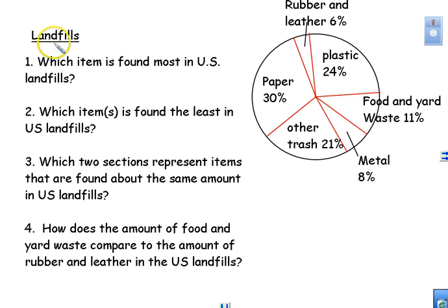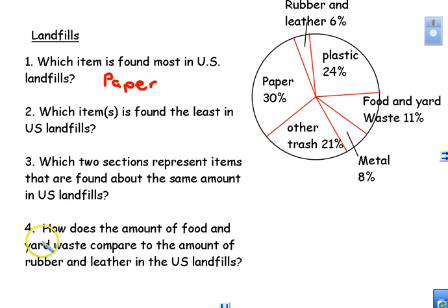It says, first of all, landfills. Which item is found most in the United States landfills? Go ahead and hit pause and answer that. Well, as we look at this, you are looking for the number with the highest percentage, and paper is that highest percentage with 30%. So you would simply write paper.